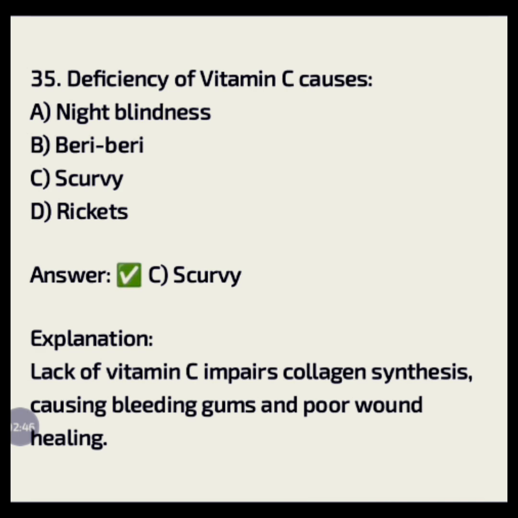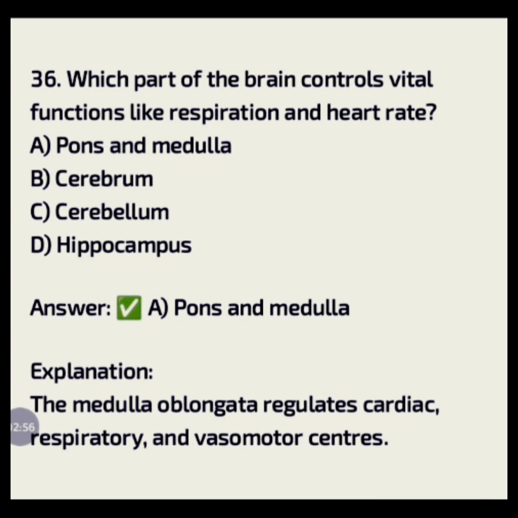Deficiency of vitamin D causes: option A, night blindness; option B, beriberi; option C, scurvy; option D, rickets. The correct answer is option C, scurvy. Lack of vitamin C impairs collagen synthesis, causing bleeding gums and poor wound healing.